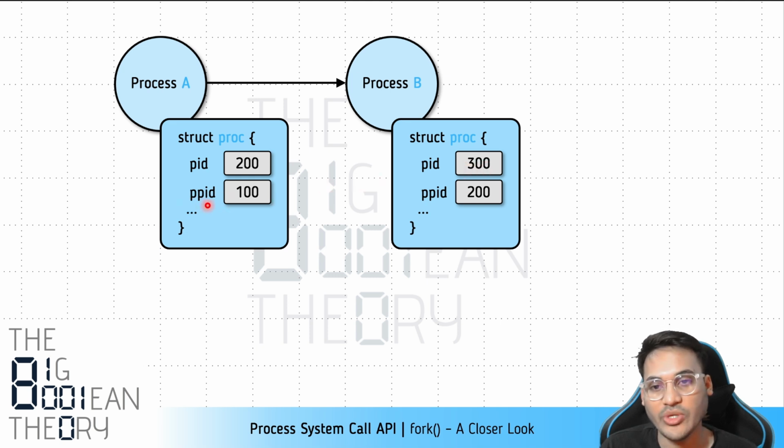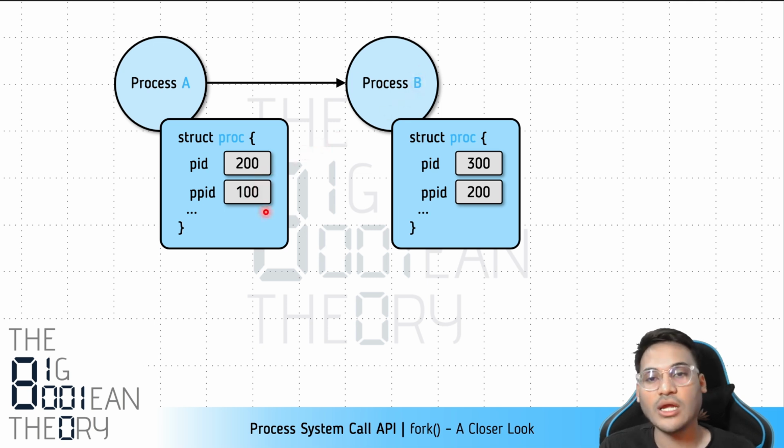And this ppid, that is the parent process ID, right? This piece of information is also part of the process control block. So what will be the values here? For B, we know that the parent is A, right? So the parent process ID will be the same as the process ID of A, which is 200. So 200 is the pid of process A, and that is what we will store in the ppid, that is the parent process ID, for process B.